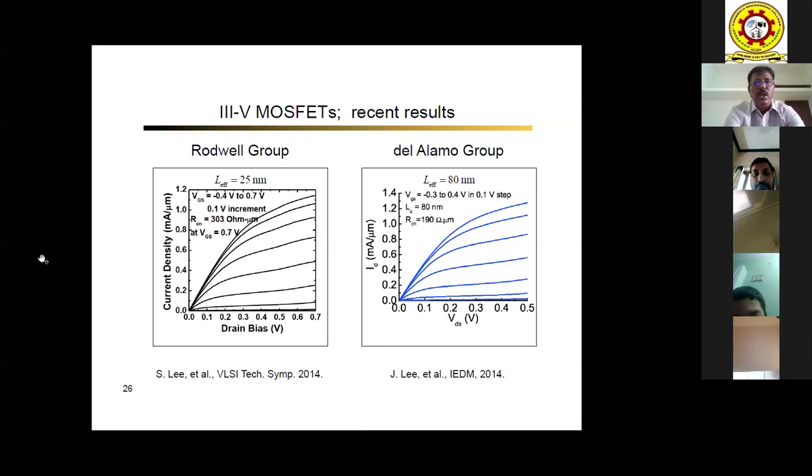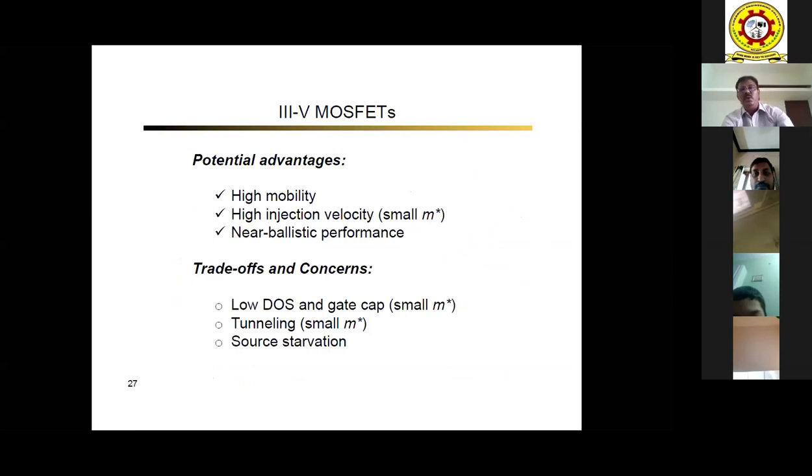Okay, so the reason why we are moving to the group 3 and 5 in the periodic table MOSFETs, compared to the conventional silicon and germanium, is, as you see here, the mobility is good. You have a high mobility, okay, then high injection velocity as well. What do you mean by injection velocity? A new term, isn't it?